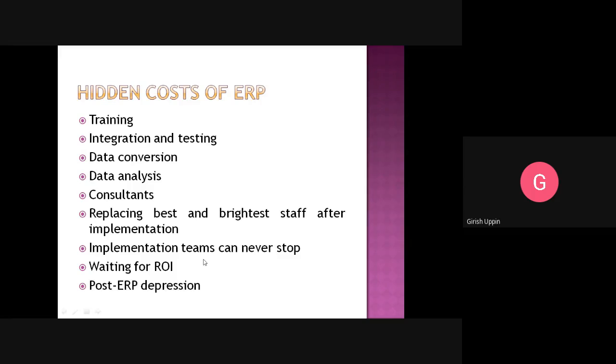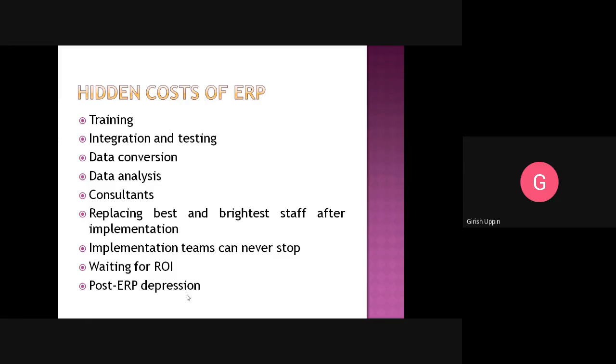The implementation team, whoever is doing the implementation, has to go on for years, right? Once the implementation part is done, then comes the maintenance part. Waiting for the ROI, return on investment: I told you, this ERP implementation will sometimes take 2 years, 3 years. During those 2 or 3 years, there is zero return on the investment. You are not getting back anything. What you are doing is just spending or investing on the ERP implementation.